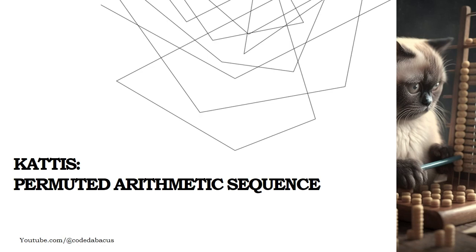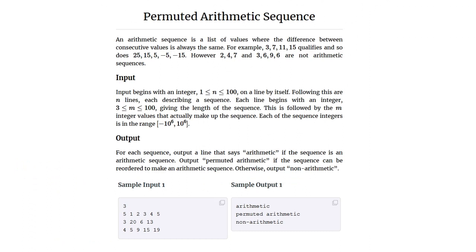Today we are going to solve another programming puzzle from Kattis. It's called the Permuted Arithmetic Sequence. In this puzzle we will be provided with different sequences of numbers and we are asked to check whether these sequences of numbers are arithmetic or not. There is also this new notion of a permuted arithmetic sequence.